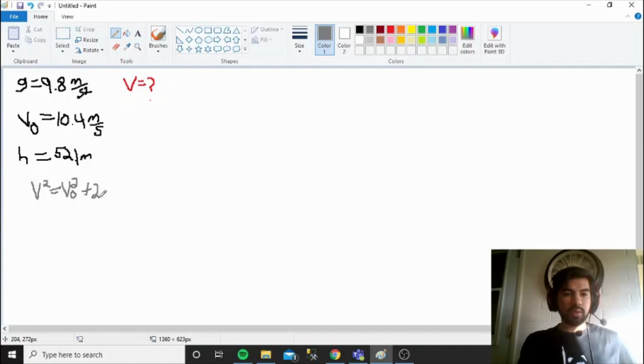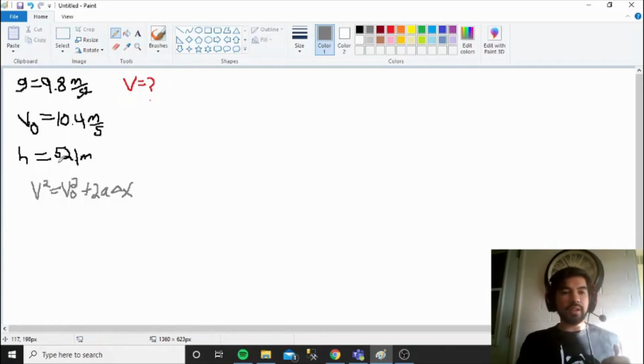plus 2a delta x. Now, is there an h in there? To figure out which equation to use, you need to figure out what is in there and what is not. One important thing to notice is that there is no time in here. If there's no time, I can't use time to figure out my final velocity, which is very common, since there's a very easy equation that has time in it. But since I don't have time, I have to use a different one, and it's this one right here.